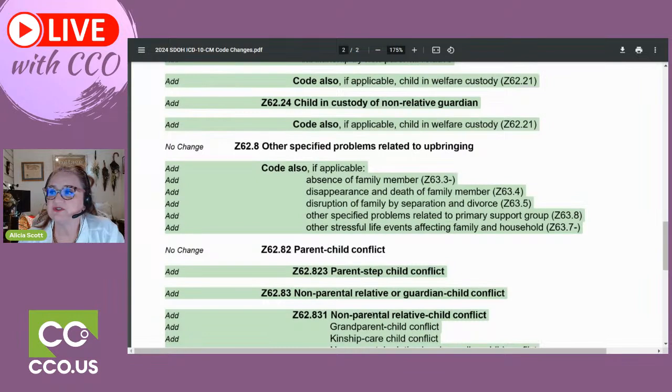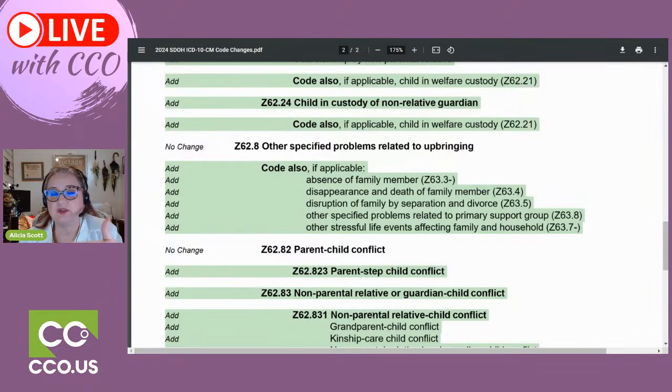How about disruption of family by separation and divorce? Okay, I said, absence of a family member. It could be not necessarily a separation or divorce, or I think of it as a separation, but maybe it's not a legal separation. However they want to define it. Other specified problems related to primary support group and stressful life events affecting family and household.